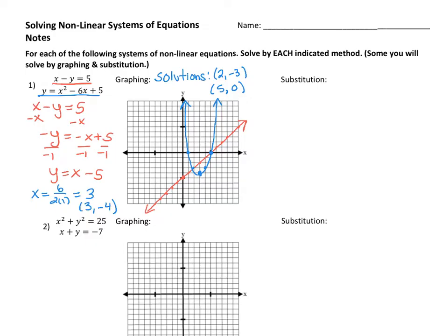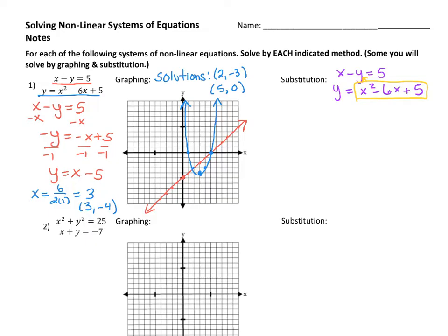So now I'm going to use the same two equations, but now I'm going to solve by substitution. So if I have x minus y equals 5, and I have y equals x squared minus 6x plus 5, what I'm going to do is take this second equation, that's y equals, and I'm going to take what y is equal to, and substitute it into the top equation for y.